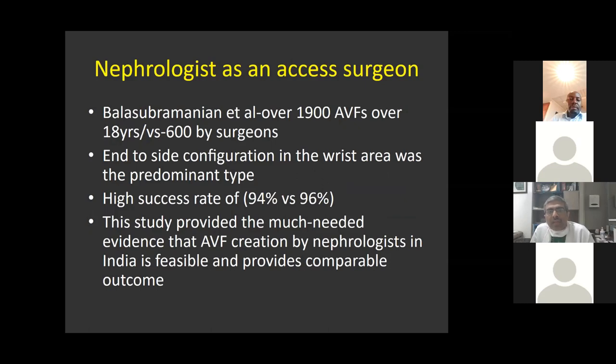So this is a study which was done by Dr. Balasubramanian, in which around 1900 AV fistulas over 18 years were studied versus 600 fistulas by the surgeons. The end to side configuration was the predominant fistula which was done, and there was a high success rate of around 94% versus 96% for those done by the surgeons. So this study clearly provided the much needed evidence that AV fistula creation by nephrologists in India is feasible and provides comparable outcomes. So as I said before, if you do around 20 fistulas under the guidance of somebody who's doing it, then you get a hang of it and then you become more and more confident in doing it.